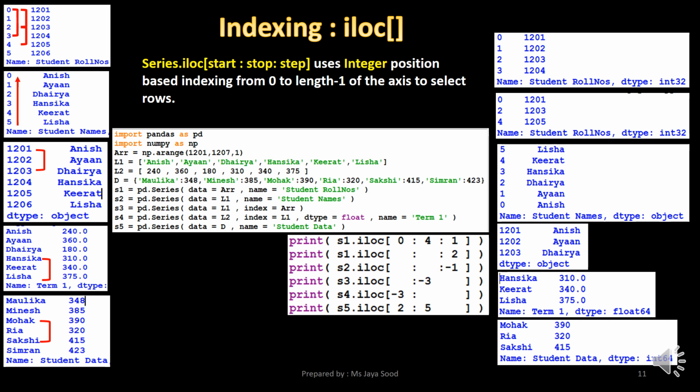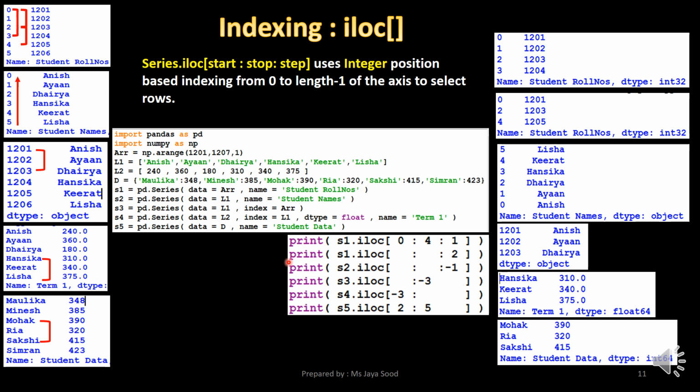Indexing. iloc uses integer-based indexing to select rows. We need to specify the start value, the stop value and the step value separated by colons within the square brackets. Continuing with our previous example, let us have a look at these print statements. Print s1.iloc[0:4:1] will start the selection from the 0th row and will stop before the 4th row. Step value is 1. So it will display all the rows from the 0th row till the 3rd row as shown here in the output.